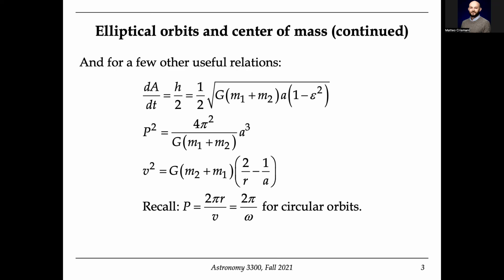Does the specific angular momentum change in an orbit? Does the total energy change? No. Does the angular momentum change? You should have that same instinct. It's a conserved quantity. So therefore, H must be a constant. So now what this says is the rate of change of the area with respect to time is a constant.